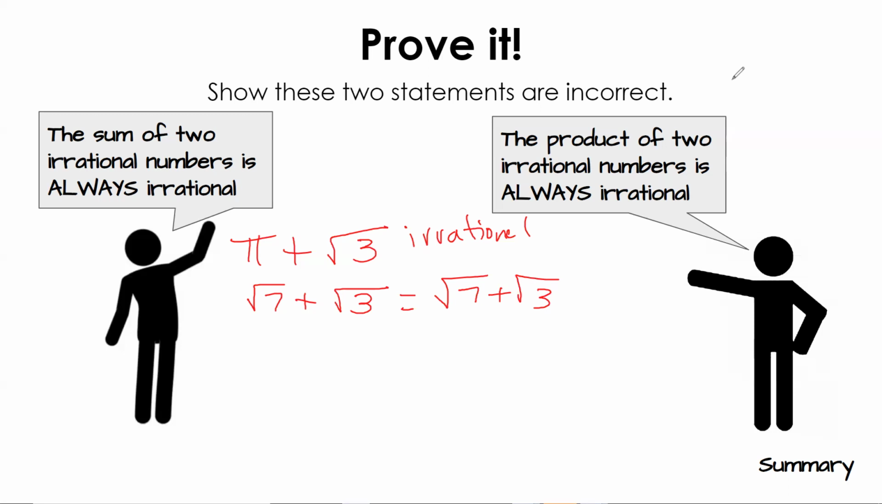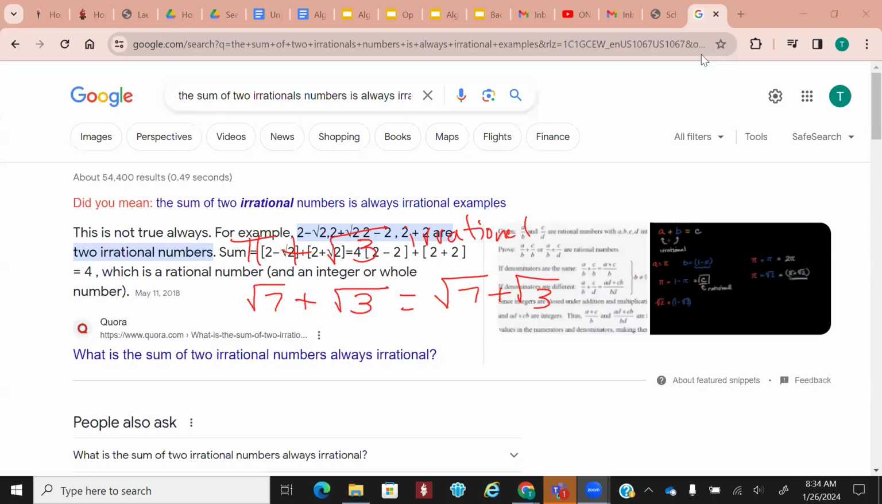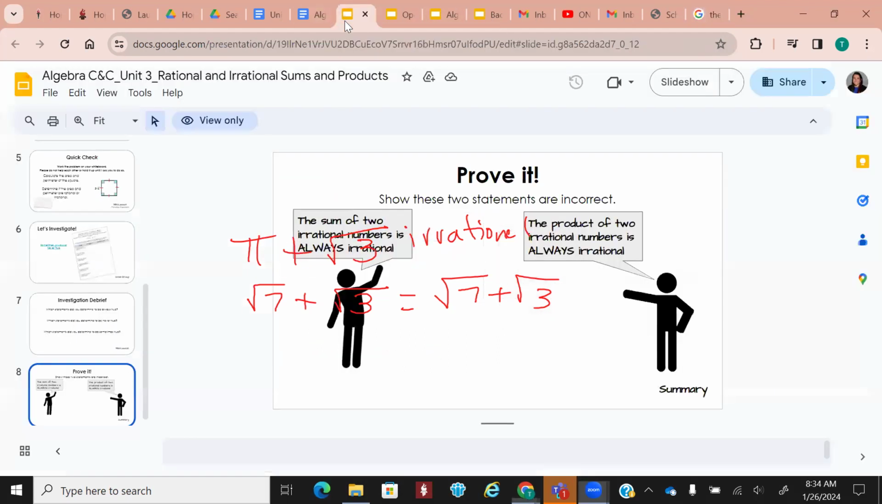Okay. Everybody's got a phone, right? Or has access to a computer. I want you to look up on your computer, the sum of two irrational numbers is always irrational examples. I want you to look it up. And see if you can come up with an example of why this is an incorrect statement. When you look this up on Google, okay, because again, this is kind of hard to like have already ingrained. This comes up. So let me explain what they did here.